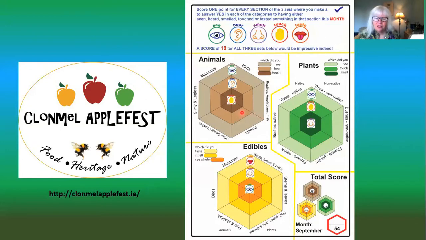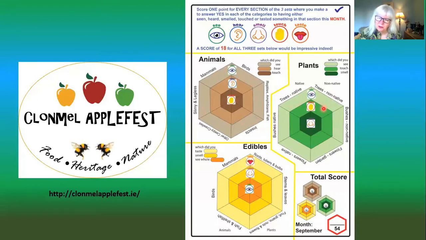With our scoring sheet here, you can see we have 3 sets. One is for animals, one is for plants, and one is for edibles, or things that we eat. For each set, you will see that there are 6 different categories of the types of animals, for instance, like mammals, birds, reptiles, amphibians, insects, all the way around. And for plants, the same, different types of plants. These are divided into native plants and non-native plants.